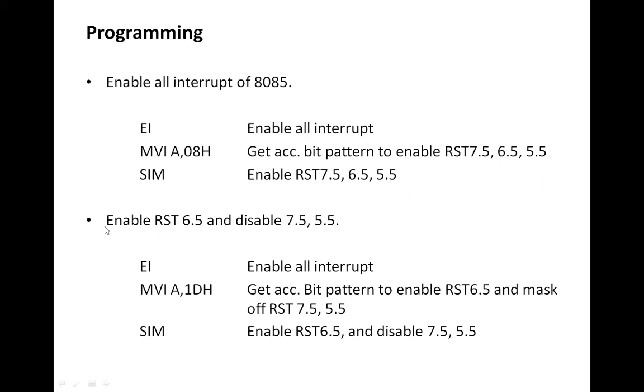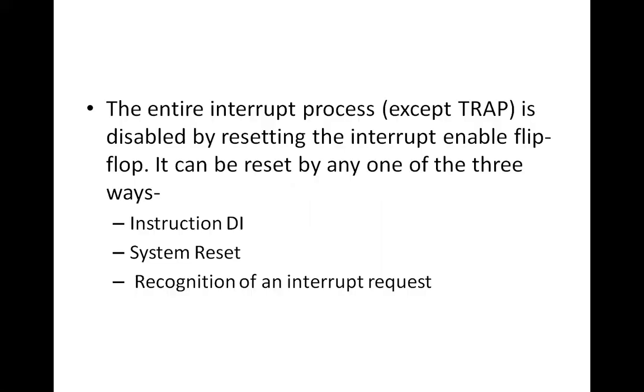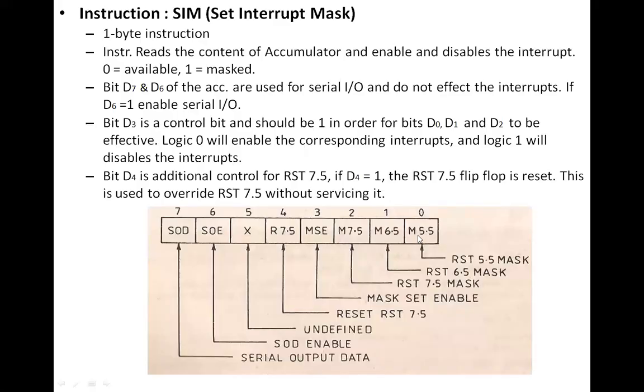Let us go with another example in which it says enable 6.5 and disable 7.5 and 5.5. We want only 6.5 to be available and we don't want 7.5 and 5.5 to be available. So for that, if we want 5.5 to be masked, it should be 1. If we want 6.5 to be available, it should be 0. If we want 7.5 to be masked, it will be 1. So 1, 0, and 1. And this should be 1 because the mask set enable signal should be 1.